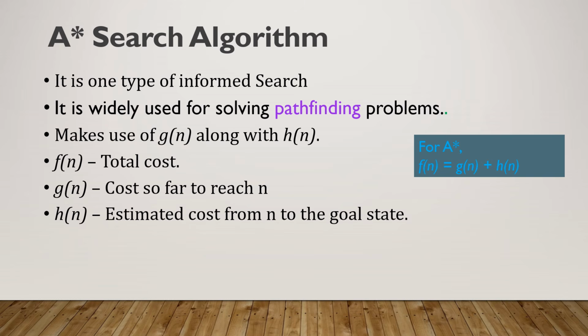In artificial intelligence, searching techniques take a very important role. There are two main categories of searching techniques. One is uninformed search, another name is blind search. The other type is informed search, another name of which is heuristic search.